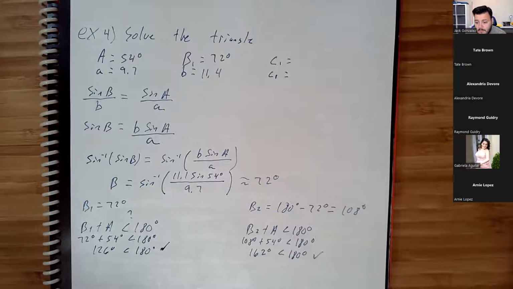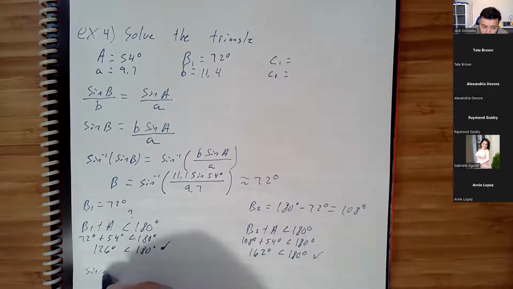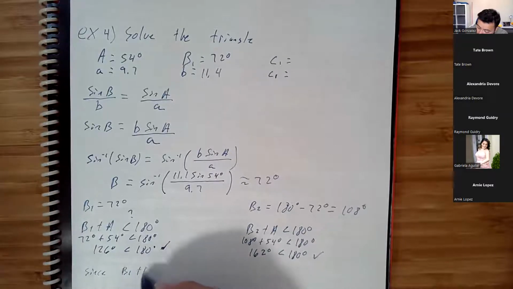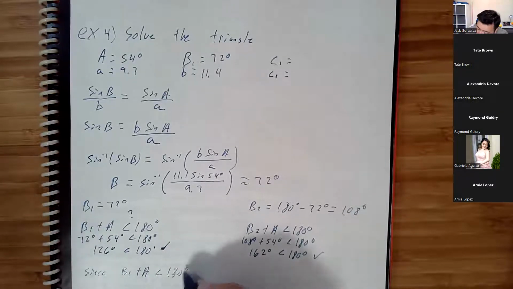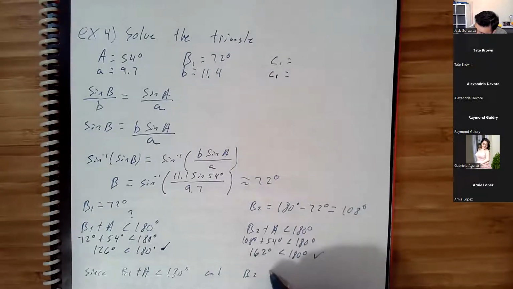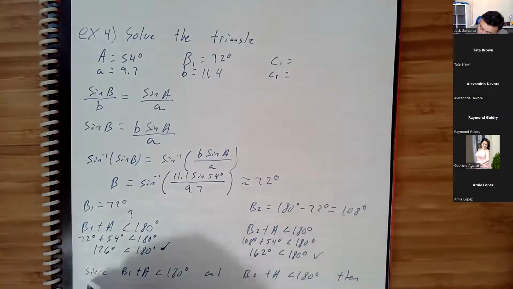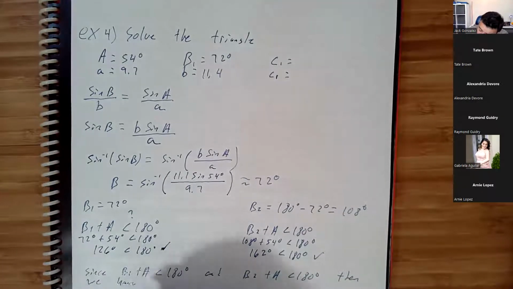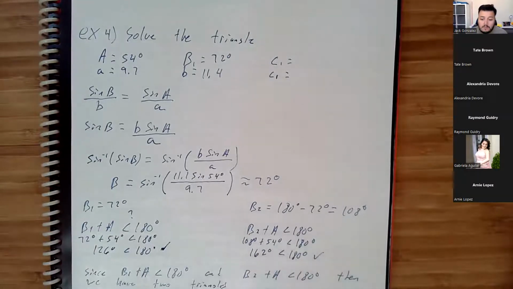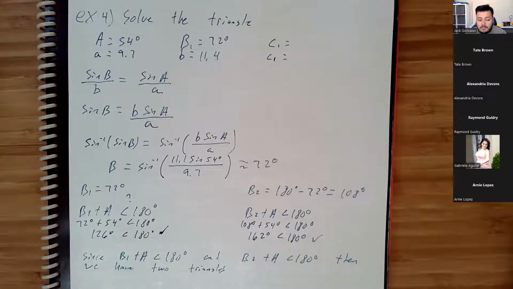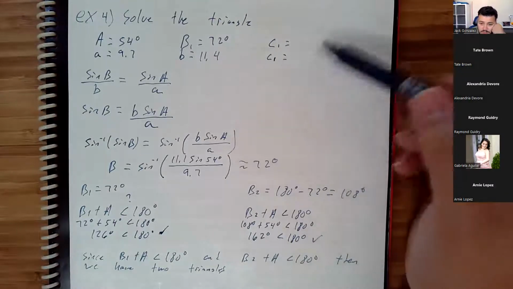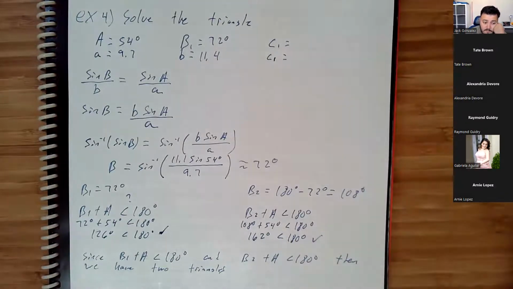Okay. So since they both work, since B1 plus A is less than 180 and B2 plus A is less than 180, then we have two triangles. So you're going to have to find all these pieces twice, I guess. Okay.